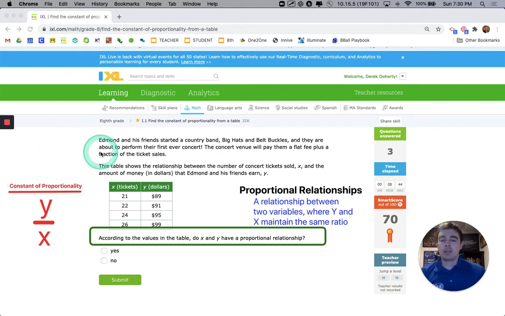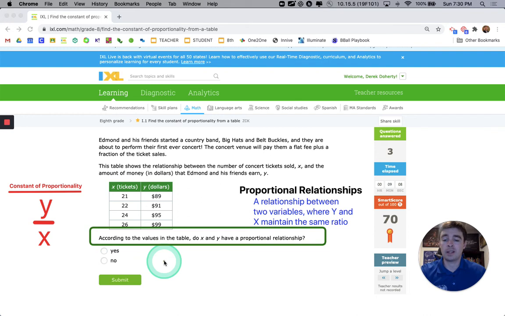And for this next problem here, we see again they're going to be giving us a table with a relationship. This time the table's measuring the relationship between the number of tickets X and the cost in dollars Y. And they say, according to the values in the table, do X and Y have a proportional relationship? So again, I'm going to do some divisions to try to see, does this give the same constant ratio at any point?